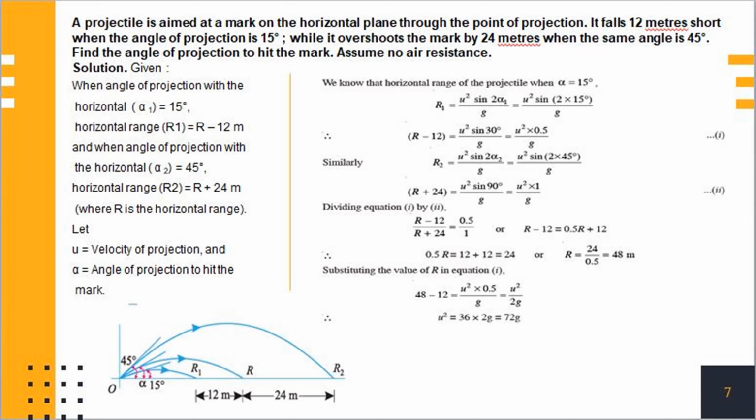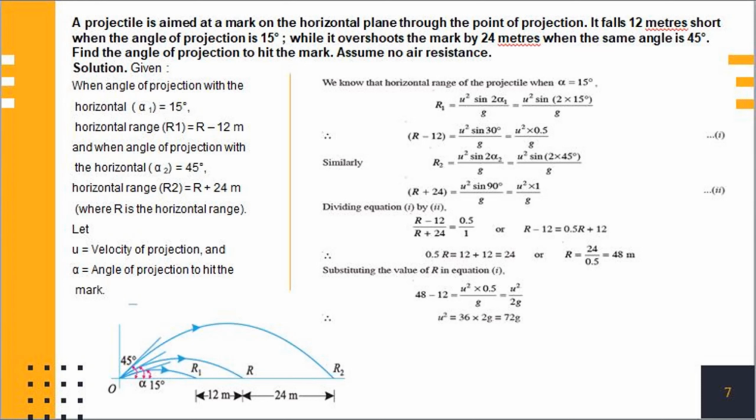Assume no air resistance. In this problem, a projectile is aimed at a mark on the horizontal plane through the point of projection. It falls 12 meters short when the angle of projection is 15 degree and it overshoots by 24 meters when the angle of projection is 45 degree. Therefore, given these entities of this problem, we will find the angle of projection.